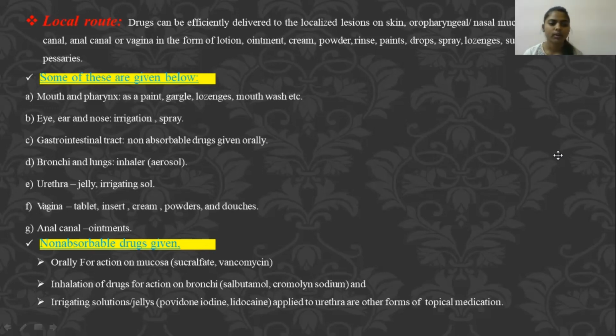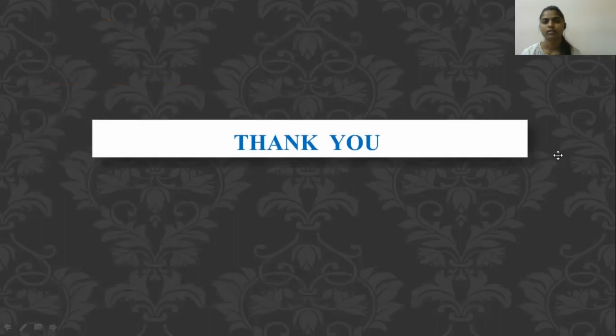Non-absorbable drugs given orally for action on the mucosa, like vancomycin and sucralfate. These are the examples. Then inhalation of drugs for action on the bronchi, that is salbutamol and cromolyn sodium. And irrigating solution or jelly, povidone iodine, lidocaine applied to the urethra or other forms of topical application. So this is all about the routes of administration. Thank you.